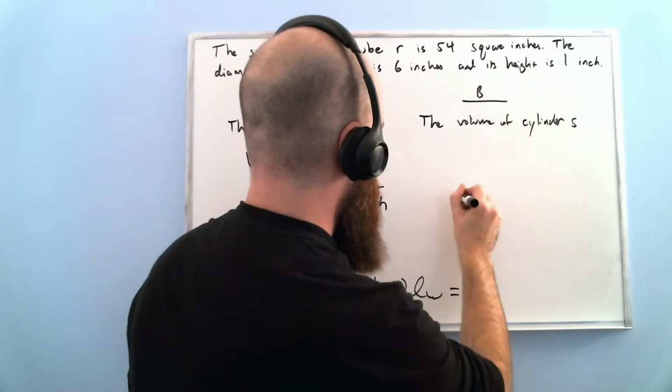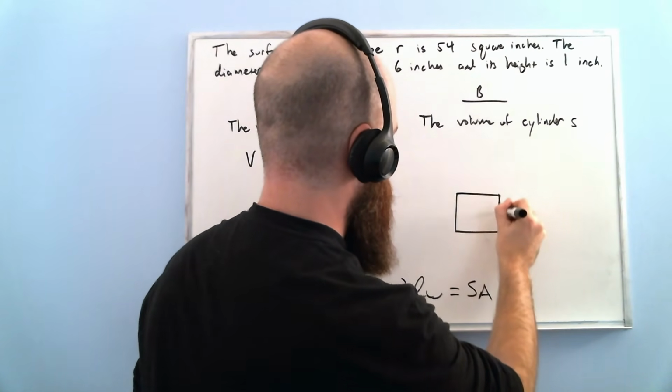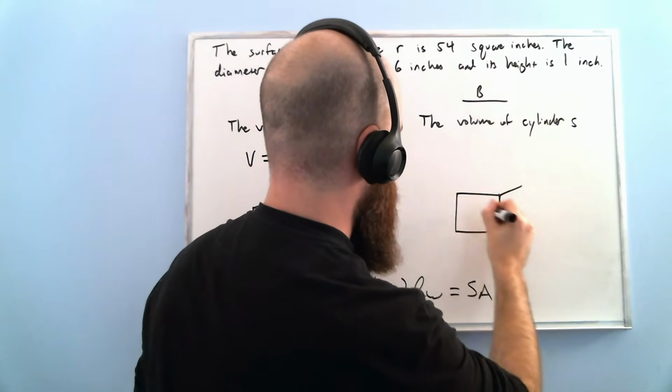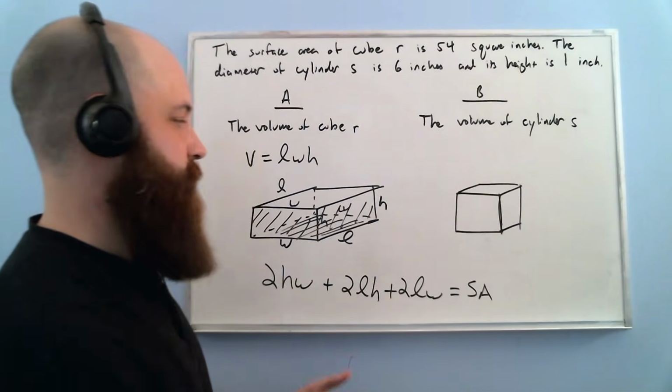Okay, what about a cube? A cube is basically just a rectangular solid where all of the sides have the same length. So notice that each of the faces of this cube is going to be a square.